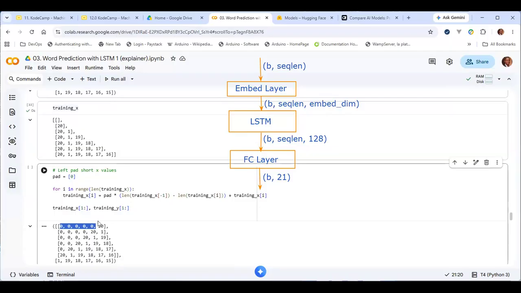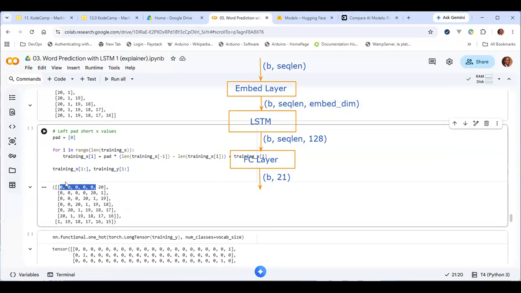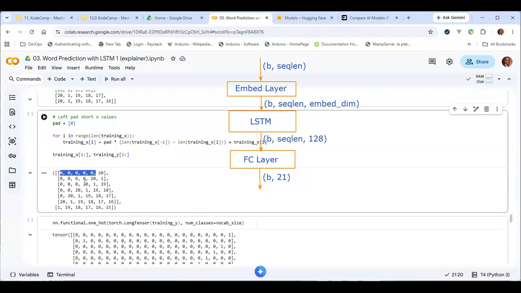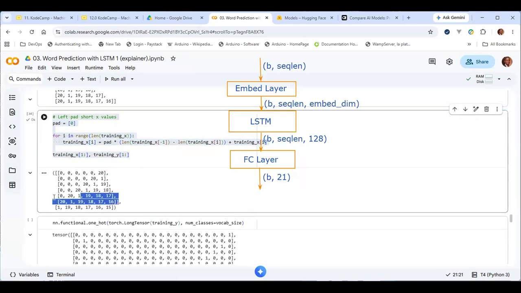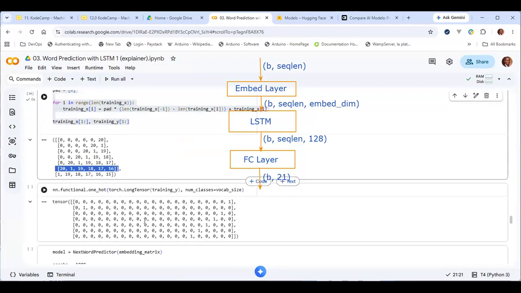Okay, so we left pad. So the first one we left padded with 1, 2, 3, 4, 5 zeros. The next one we left pad with 4 zeros. This function, this simple thing, does that left padding, and so on. The last one we don't need to left pad because it's exactly the same length, right?